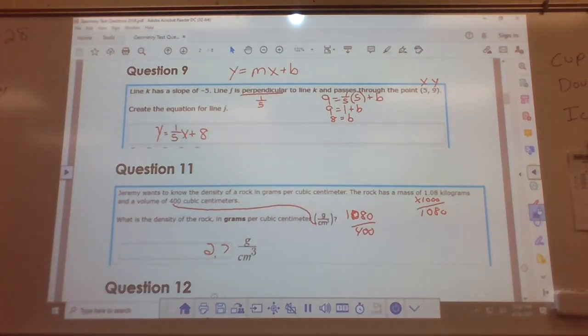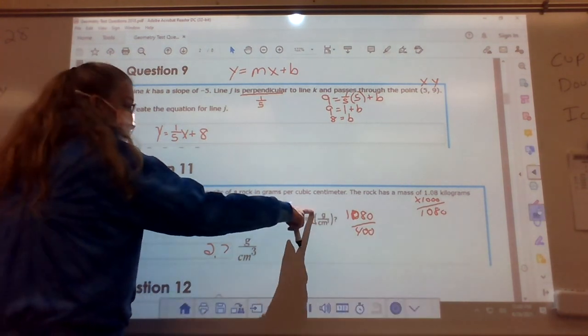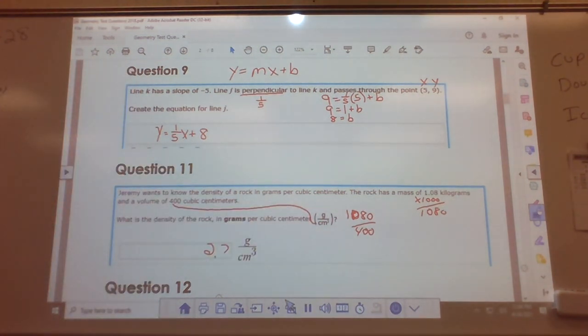I want to say almost every test has had a density question on there. They always give you the formula. It's not on your formula sheet, but they give you the formula. They'll either give you the density, the grams, or the cubic centimeters. They'll give you 2 of the 3, and you solve for the third one. It's just an equation. That's all it is.